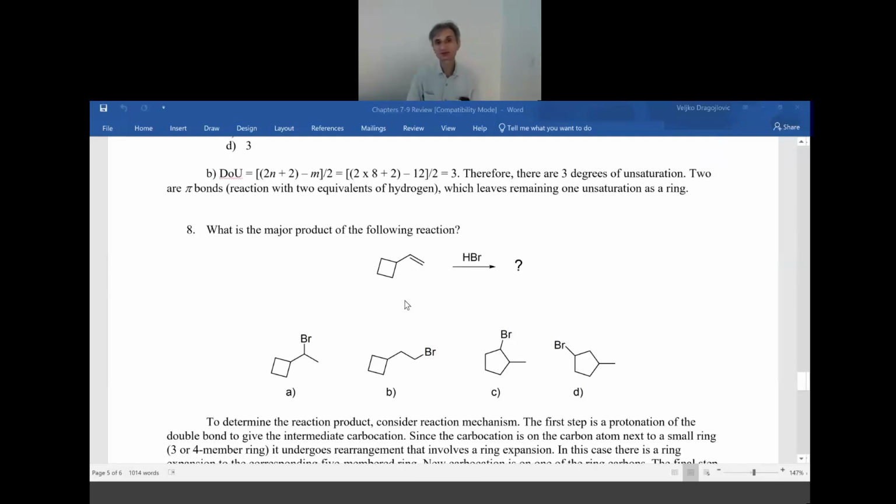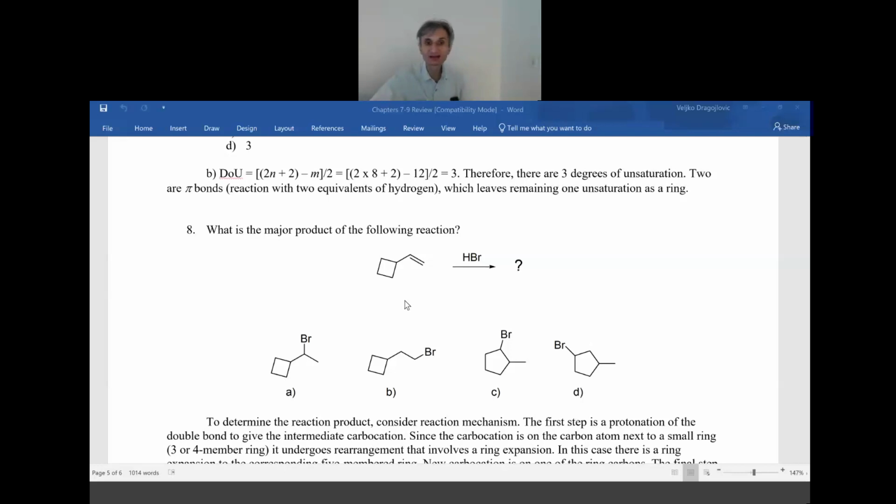8. What is the major product of the following reaction? This is a little bit challenging, and you can expect maybe even 2 or 3 questions on the exam that involve rearrangements. So you have to recognize that this is an ionic reaction that proceeds through a carbocation as the reaction intermediate, and that rearrangement occurs. So what is the major product?